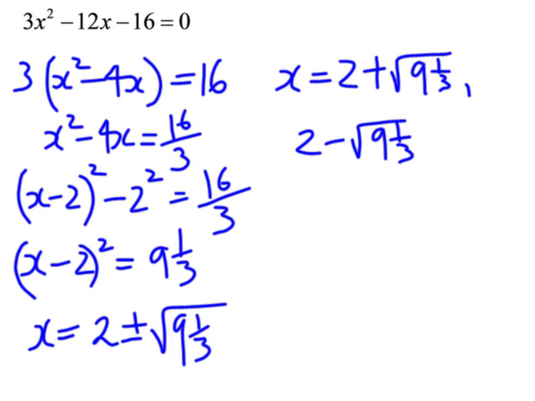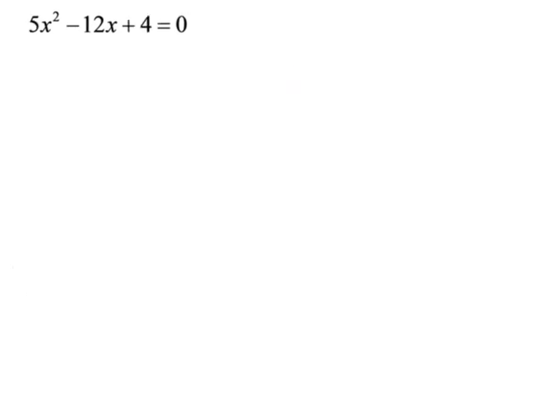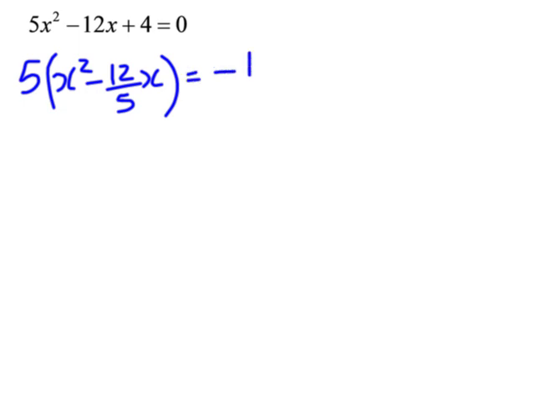Now, let's try an example where the coefficient won't come out very efficiently. So here we go. Okay, so let's take the 5 out. x squared, now it's minus 12 on 5 x. Let's put the 4 across, minus 4. Let's divide by 5 now to isolate the x squared minus bx, which is now x squared minus 12 on 5 x, equals minus 4 on 5.